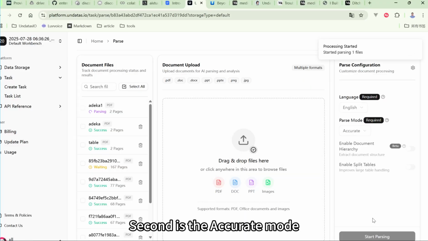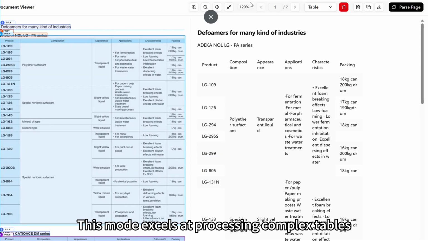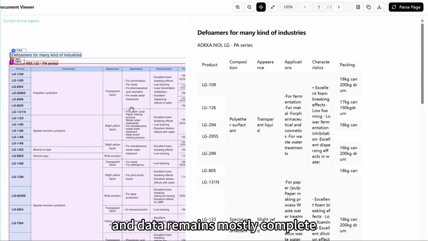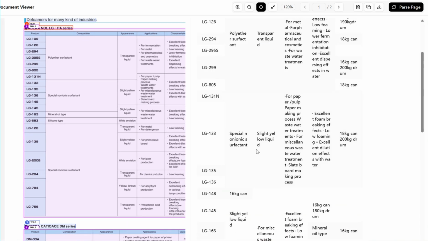Second is the accurate mode. This mode excels at processing complex tables. Headers are parsed intact, merged cells are handled properly, and data remains mostly complete.